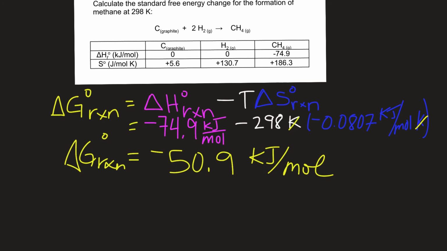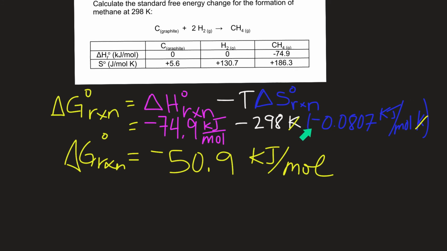So that's the math. What does it mean? The fact that this is a negative value means that it's a spontaneous reaction. So it's going to happen without outside influence. It's also known as thermodynamically favorable. That's the term the College Board prefers these days, but you can still use spontaneous.